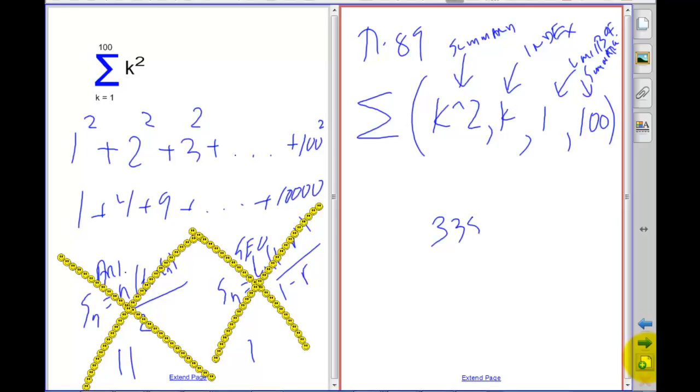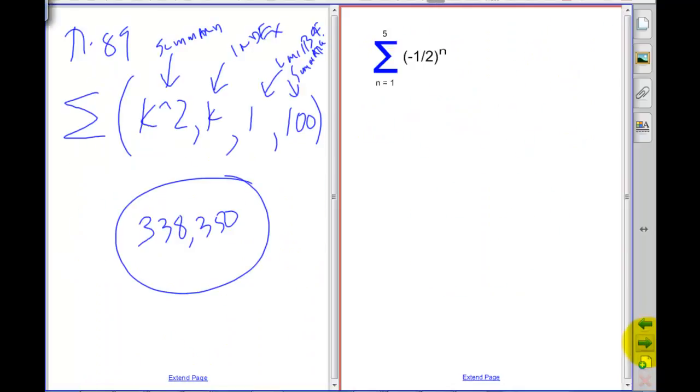338,350. That's huge. You may want to shift out of fixed 2 to floating 12. Okay? Float 12, that would help.